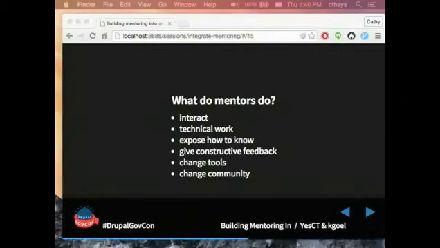So mentors work on improving tools, they adopt new tools, they encourage participants to come back and keep on contributing to core. So it really helps build the community, and they change the community in a positive way to move the project forward.